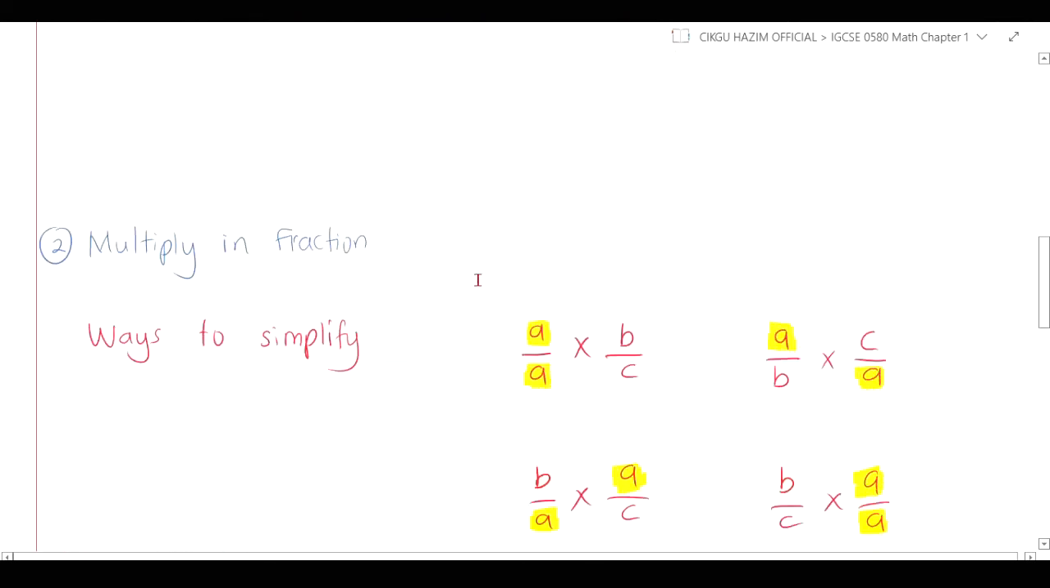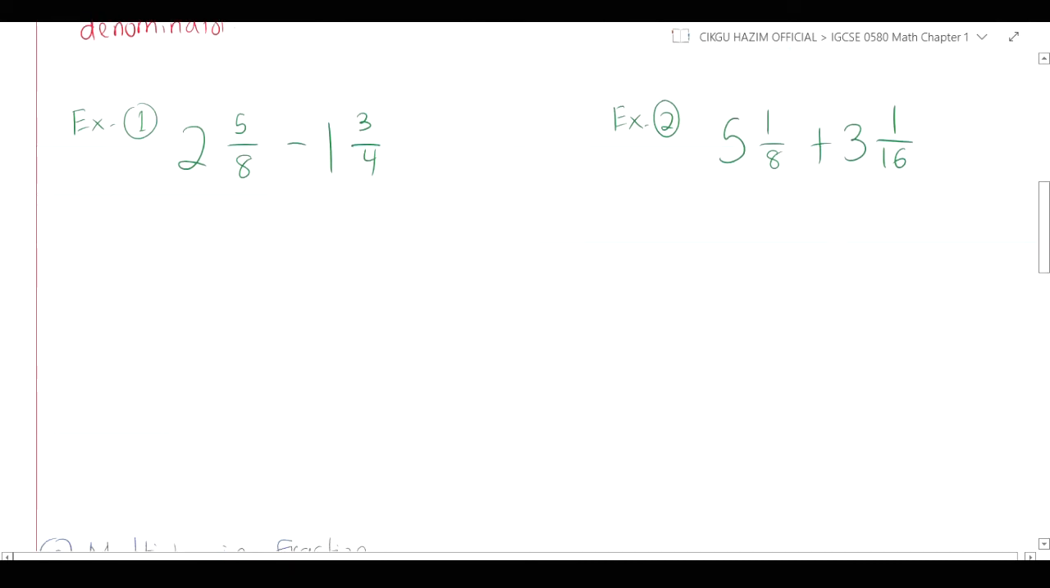Okay, we have the example here. As the first example, let's look at 2 5 out of 8 minus 1 3 out of 4. We have so many methods here, but I always try to change this into improper fraction first. So I multiply 8 by 2 and then plus 5, and we get 16 plus 5 is 21, so 21 over 8. Then minus, 4 multiplied by 1 plus 3, we have 7 over 4.